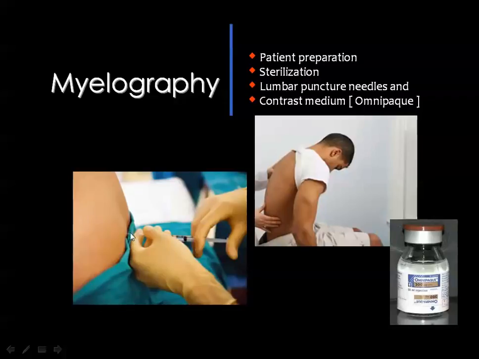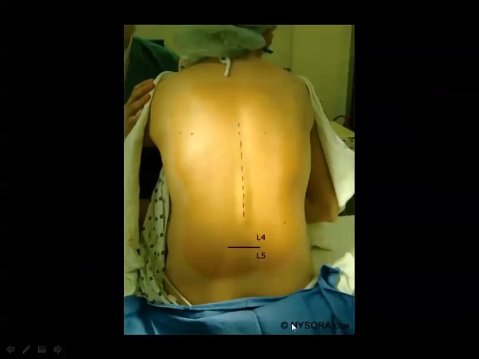We may also select the L2-3 level, and don't go above this because of the presence of the conus medullaris. And this is the L4-5, which is not recommended because this disc space is usually pathologic and there is relative narrowing of the interspinous process. So you should go a little bit up here or there for introduction of the needle.